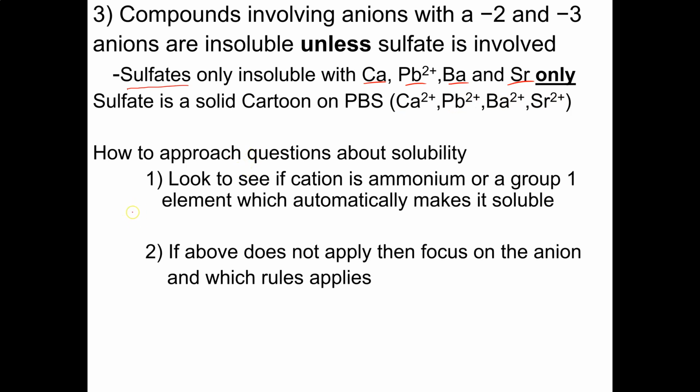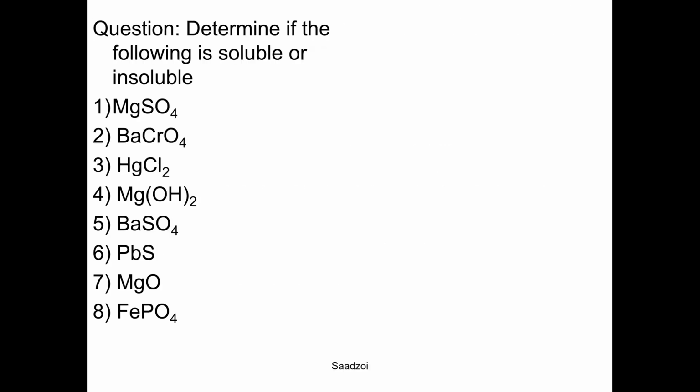So how to approach questions involving solubility? Look to see if the cations are ammonium or group 1. If it is, it's automatically soluble. Move on with your life. If above does not apply, then focus on the anion and which rules apply. So if it's not that, then you have to look at it more carefully. And there's a whole screencast on just the solubility rules in case you need more information on this.